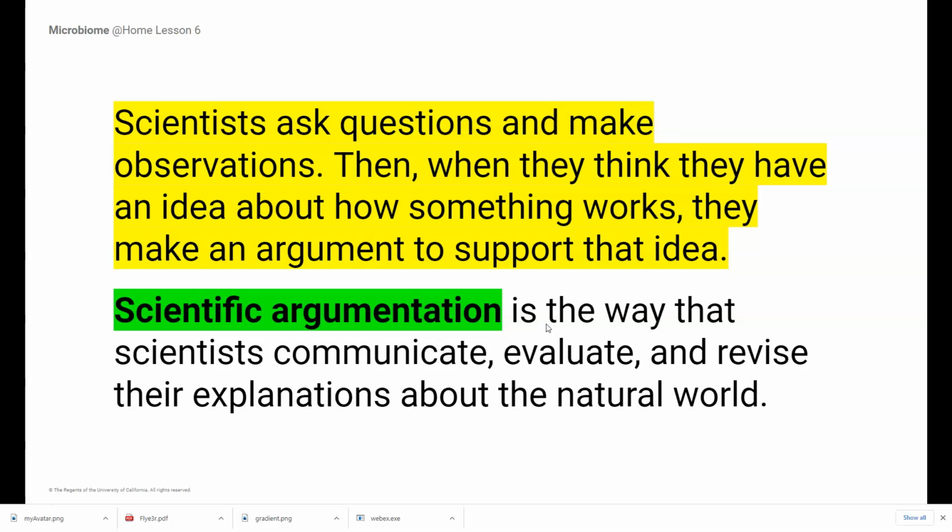So scientists ask questions and make observations. Then when they think they have an idea about how something works, they make an argument to support that idea. A scientific argument is a way that scientists communicate, evaluate, and revise their explanations about the natural world. So how do you make a scientific argument and how do you support it?